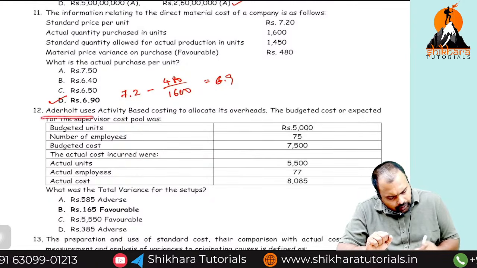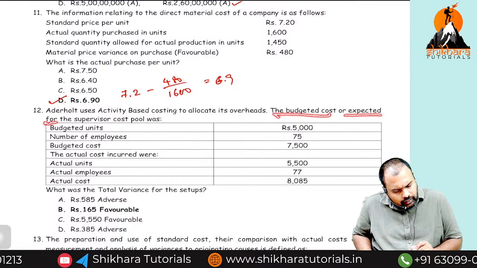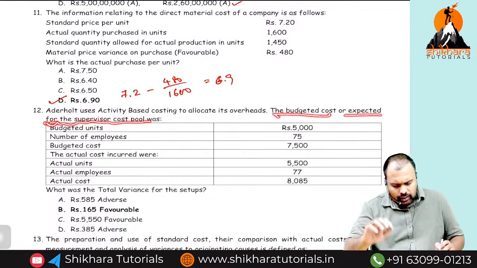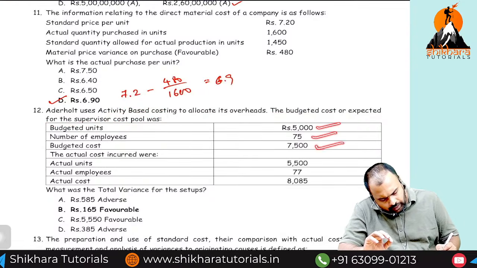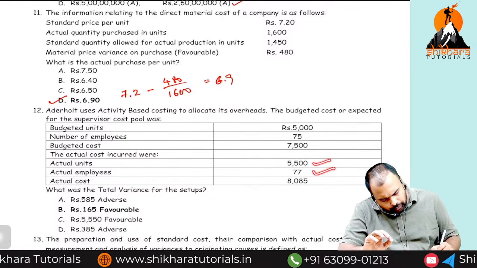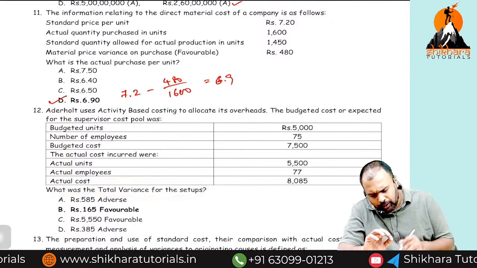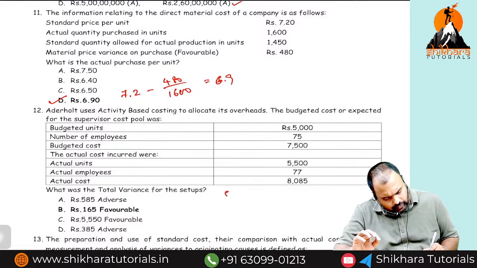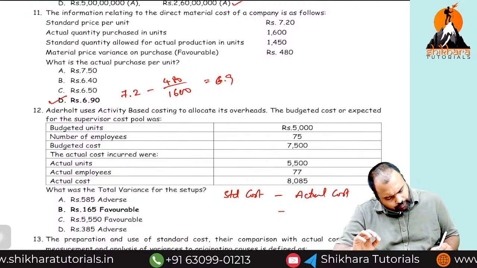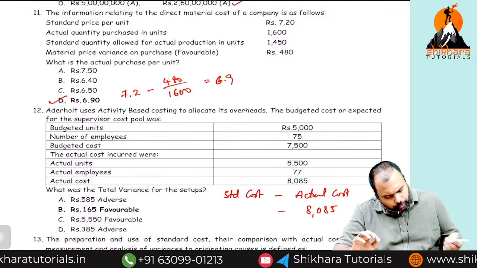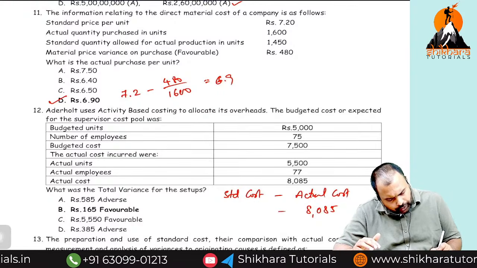So it says that they're using activity based costing to allocate overheads. The budgeted cost or expected cost for the supervisor cost pool is given. Okay, budgeted units is given, number of employees is given, budgeted cost is given, actual units, actual number of employees, actual cost is also given. So what was the total variance of the setup? It's very simple. Total variance is nothing but standard cost minus actual cost. Actual cost is given as 8085. What should be the standard cost? So standard cost should always be for actual output.